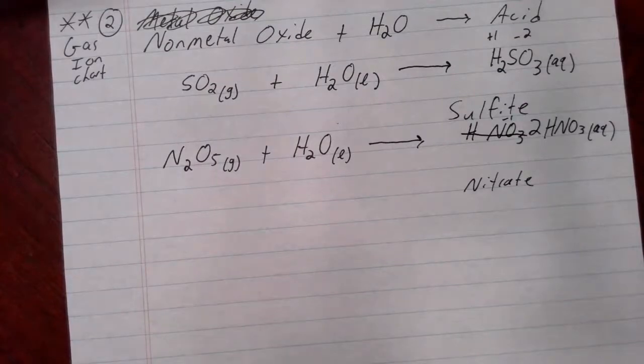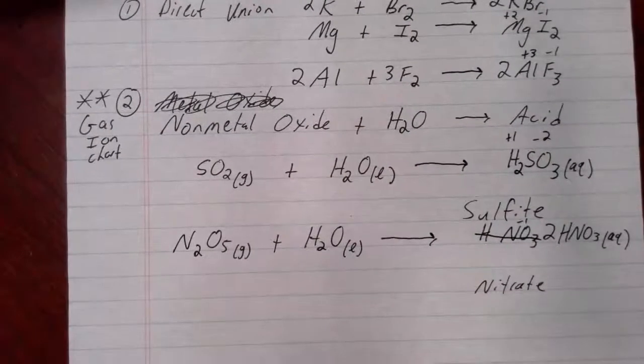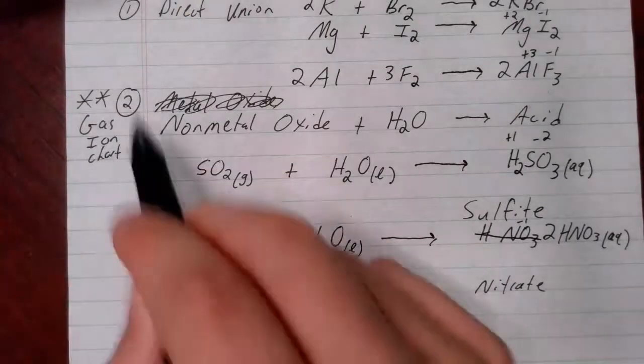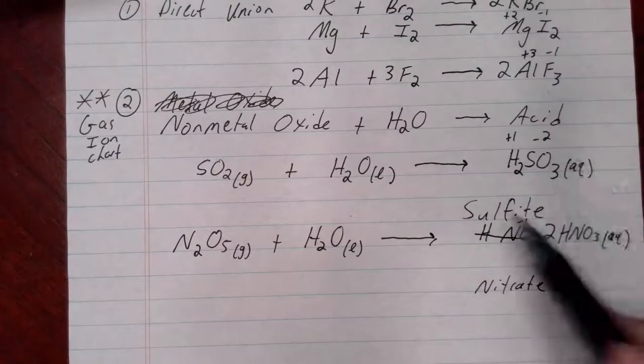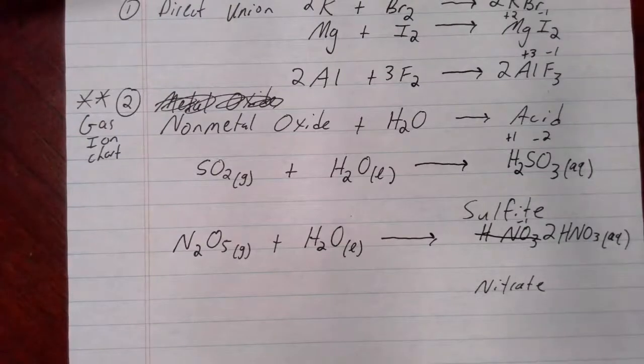Okay. So again, this second class of synthesis reactions, they aren't necessarily difficult. You just have to be able to recognize what's going on. If you see a nonmetal oxide plus water, you have to recognize it's going to produce an acid, and I have to go to the gas ion chart to see what acid it's going to be. Okay. So now, where I got ahead of myself earlier, let's look at number 3. It was the metal oxide plus water.